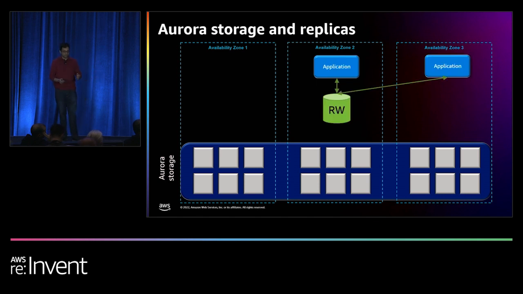And for a simple architecture, for example, you have a read-write instance that's accessing the storage, distributed across 3 AZs, and your application can connect from different AZs to the same read-write instance. And the storage is split logically into 10 GB chunks, which we call protection groups, and it automatically grows up to 128 TB today.